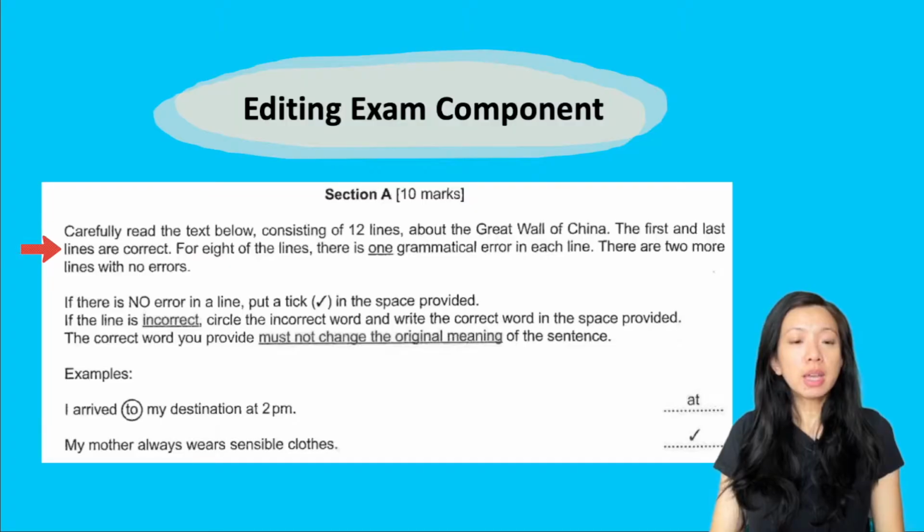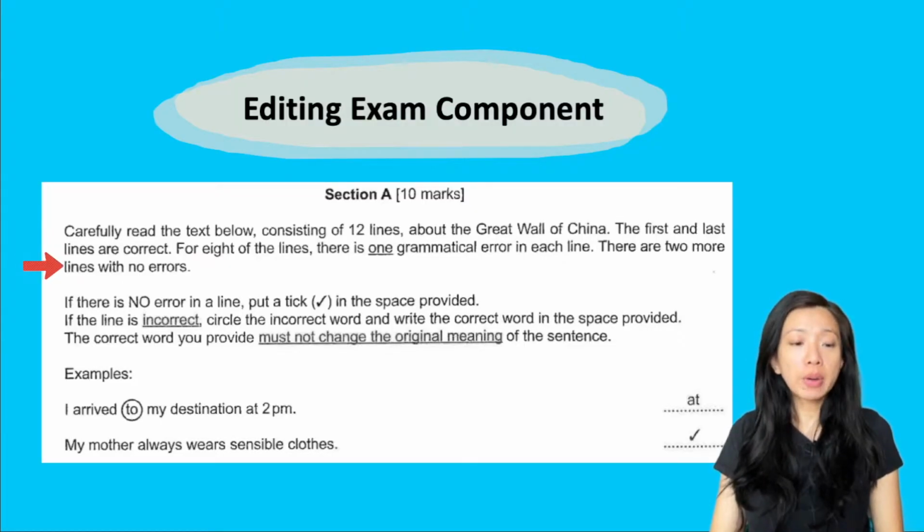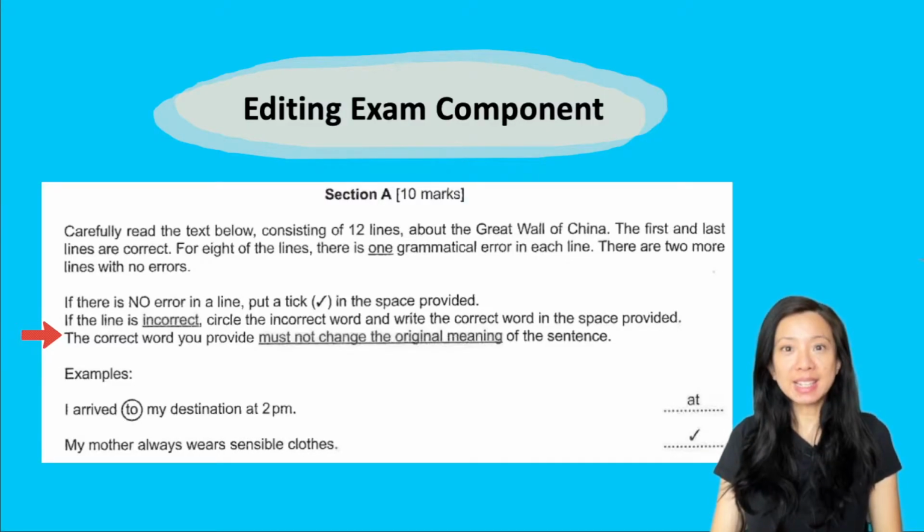For 8 of the lines, there is one grammatical error in each line. There are 2 more lines with no errors. If there is no error in a line, put a tick in the space provided. If the line is incorrect, circle the incorrect word and write the correct word in the space provided. The correct word you provide must not change the original meaning of the sentence.